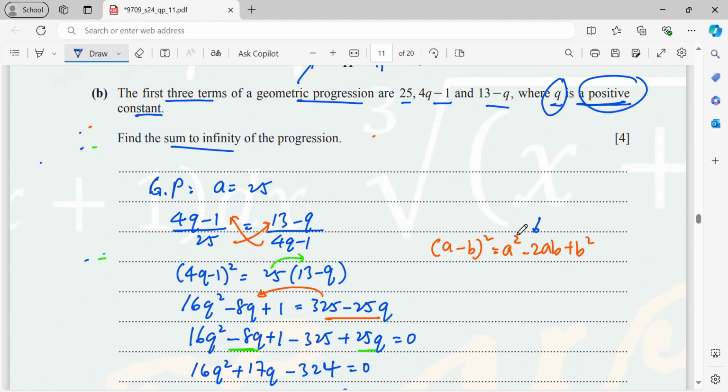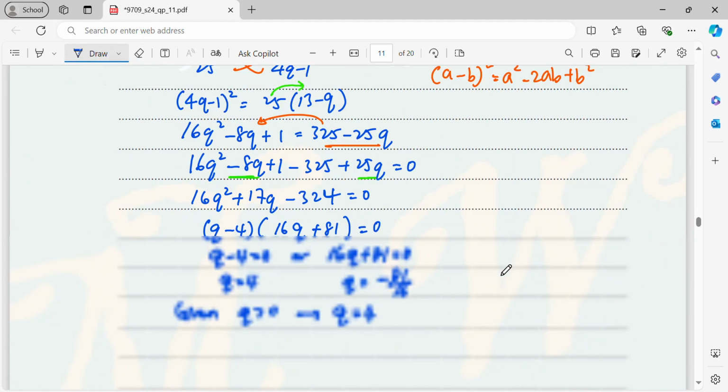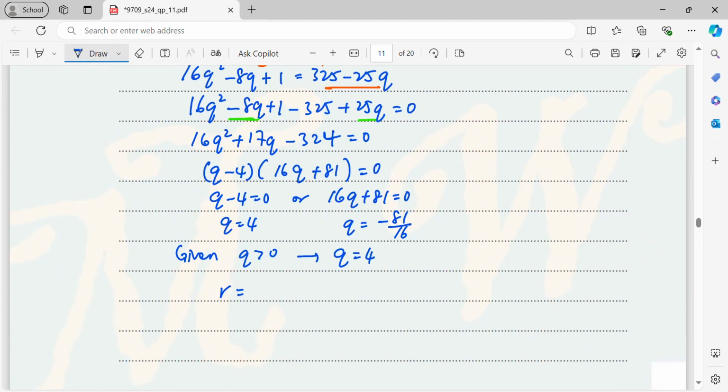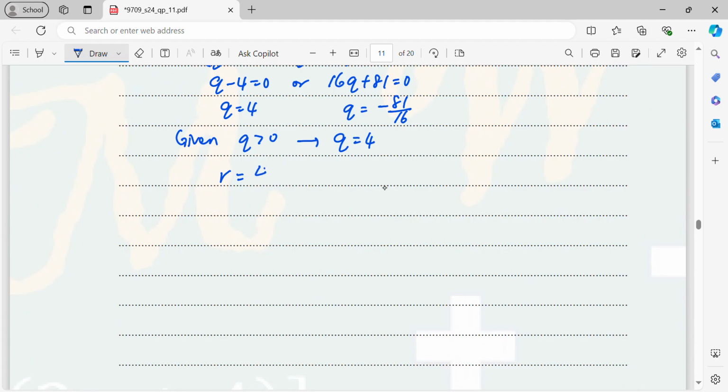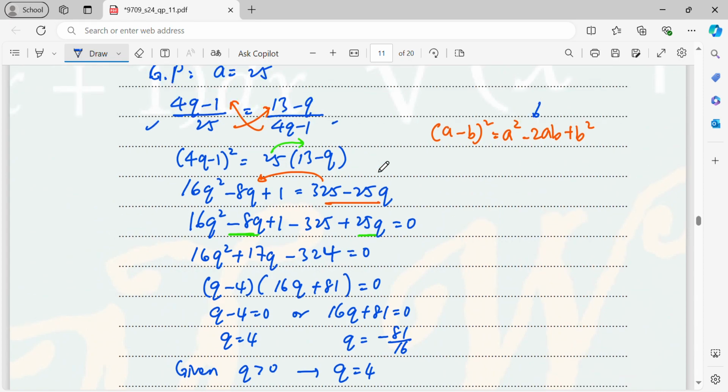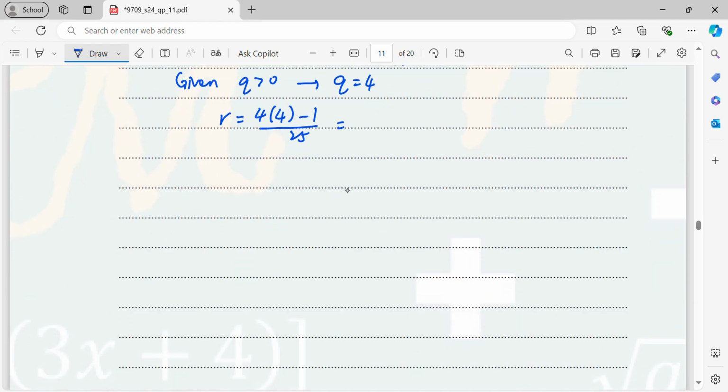And now, once you have found the q, we need to find the r, the common ratio, before the sum to infinity, because our purpose is to find the sum to infinity. So now my r, common ratio, you can use either the left side or right side for the calculation. So I will use the left hand side. That is 4q minus 1 over 25. Okay, this is to get the r common ratio. Therefore, from here you will be getting 15 over 25. That is 3 over 5.